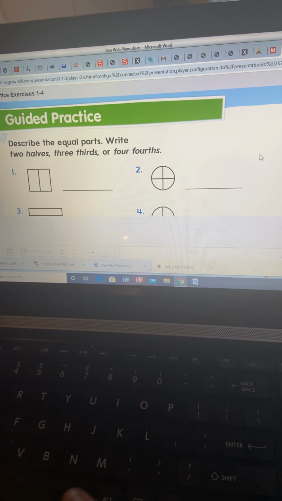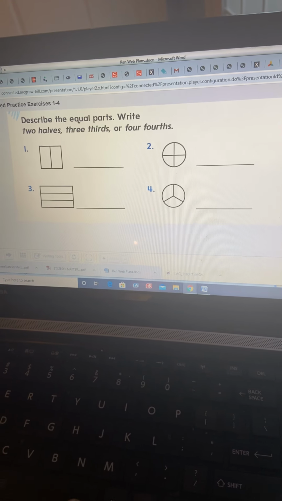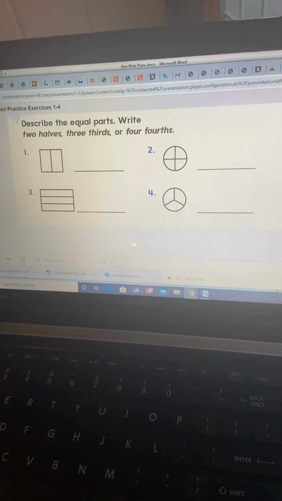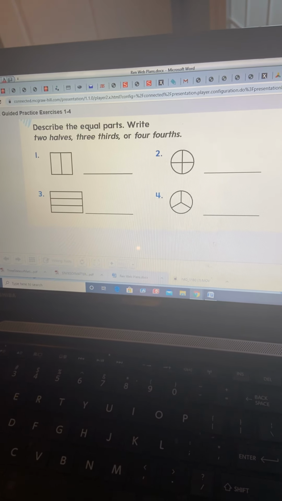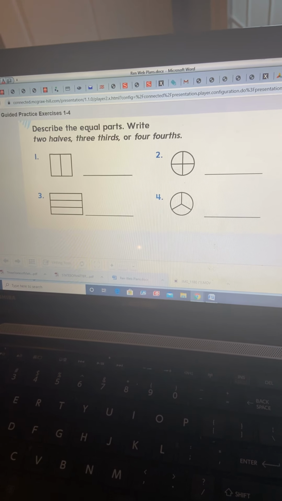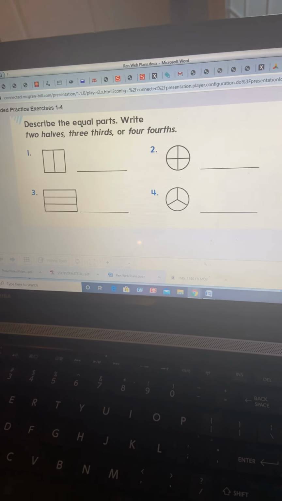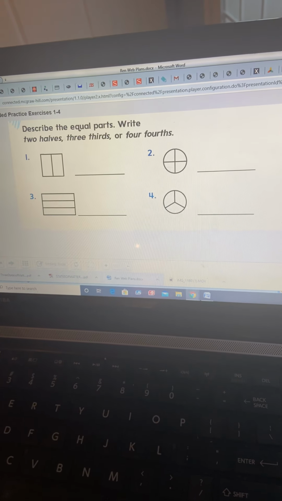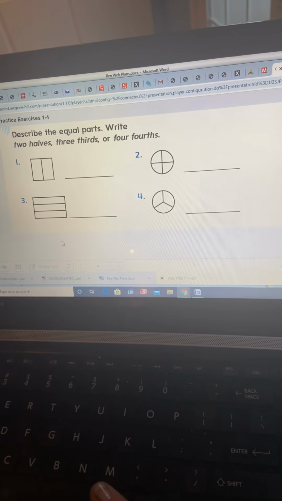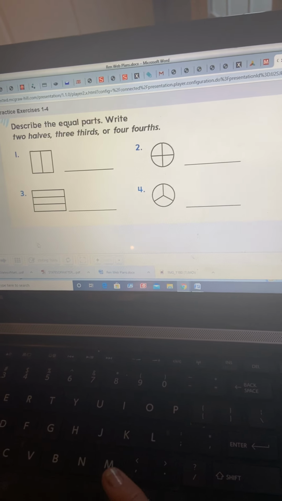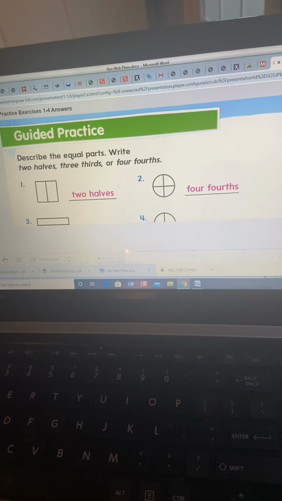Okay, so if we take our examples here, you can describe the equal parts: 2 halves, 3/3, 4/4. What they're saying is look at the shape and see how it's divided. If it's divided in 2, it's 2 halves. 3, it's 3/3. 4, 4/4. I'll give you a minute to do that, and you can always pause the video, because I'm going to give you the answers. There you go.